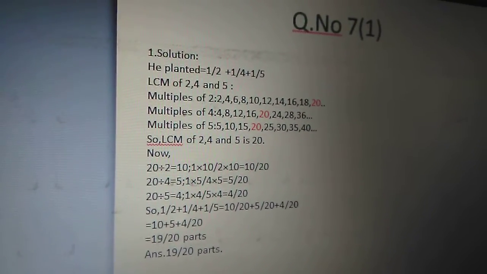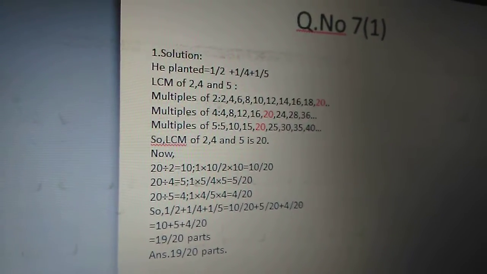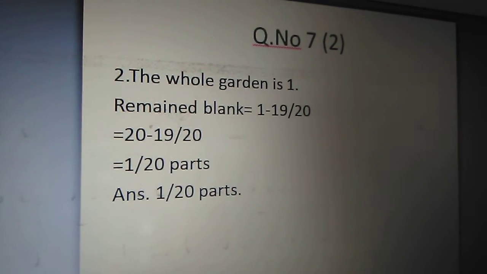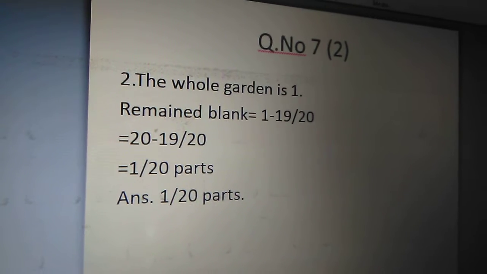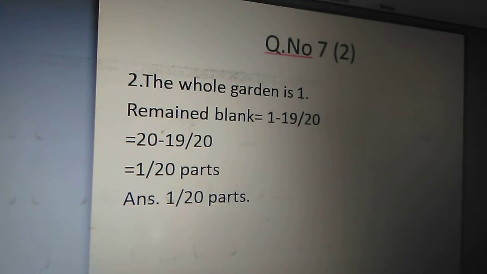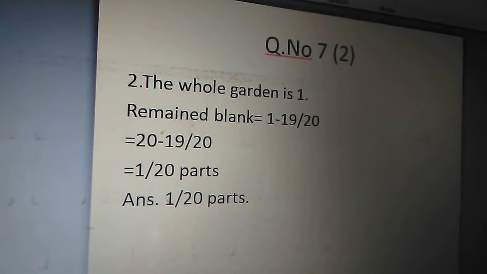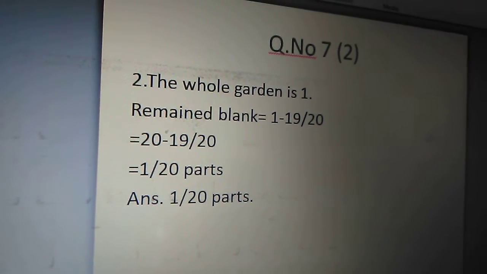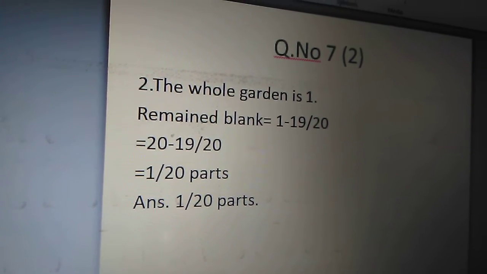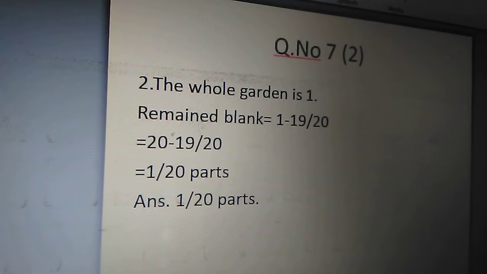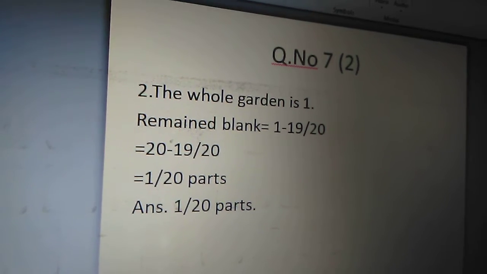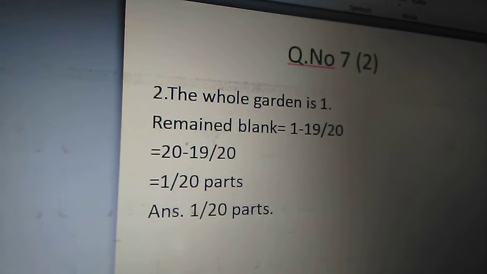Now go for the solution of the next one. Question number 2. The whole garden is 1. So remaining blank: 1 subtract 19/20. 19/20 is planted, so 20 is the LCM. If we divide 20 by 20, there is 1, and 19 times 1 is 19. So if we subtract 19 from 20, it is 1/20. So it is 1/20 part remaining. The remaining land or remaining garden is 1/20.